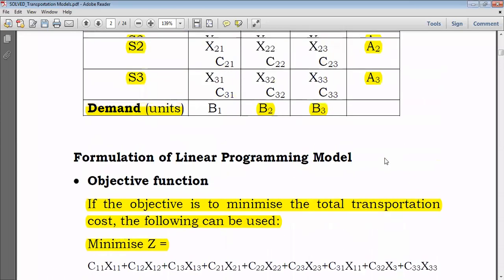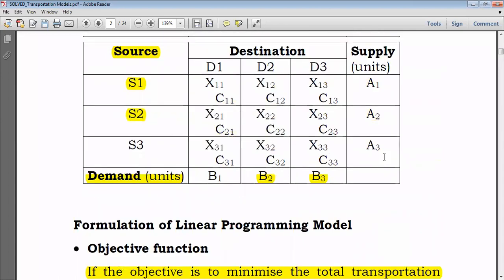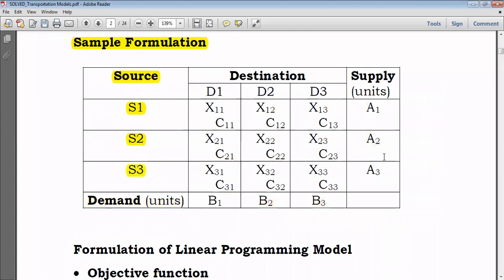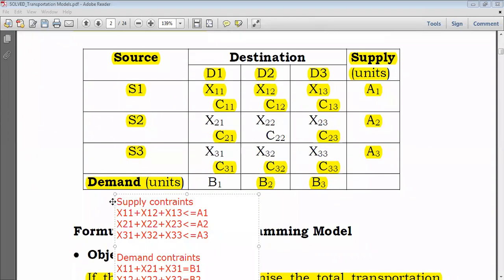Yeah, this is our table. You can see the constraints very clearly from the table. Let me paste it back. Yes, this one. So these are supply constraints. Supply is here. X11, X12, X13 less than or equal to A1, X21, X22, X23 less than or equal to A2, and X31, X32, X33 less than or equal to A3. And for demand, we just go this way. Column-wise, X11, X21, X31 equals B1.